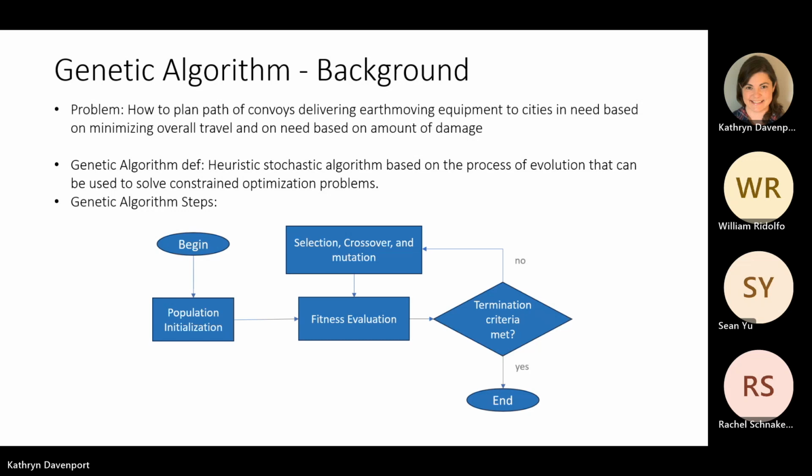used a genetic algorithm. Genetic algorithms are stochastic heuristic algorithms based on the biological process of evolution. This flowchart shows the steps of a genetic algorithm. First, an initial generation of solutions is generated either randomly or formulaically, and that's called population initialization. Those solutions are then evaluated by the fitness function, which is a function used to score the solutions based on how well they meet the problem objectives.